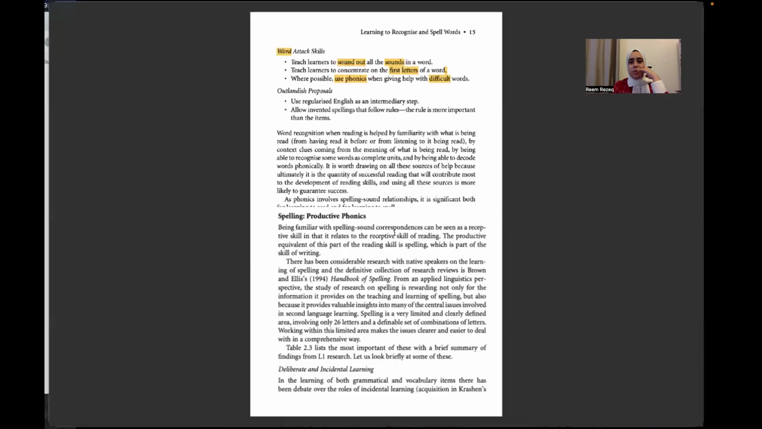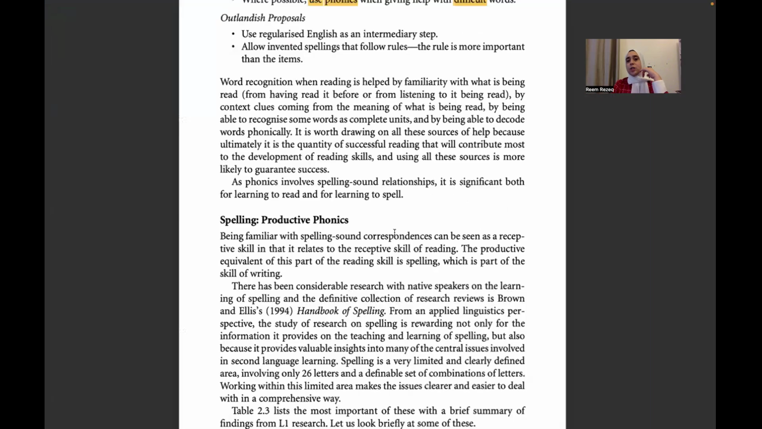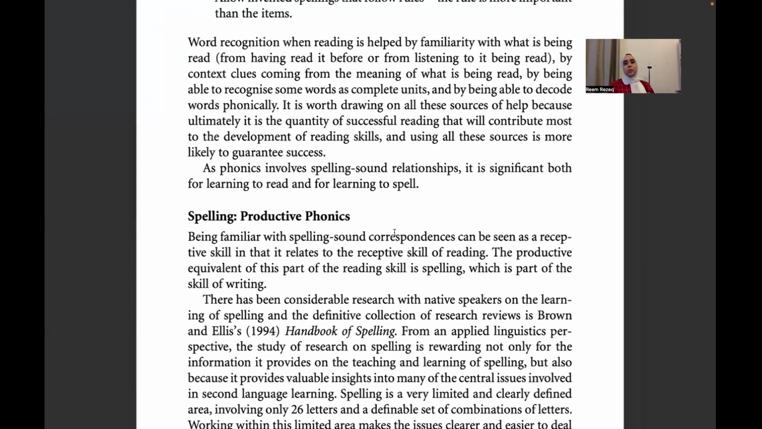Also here we have word recognition, when the reading is helped by familiarity with what is being read. So, from having read it before or listened to it before, by context clues coming from the meaning of what is being read, and being able to recognize some words completely. So in this regard, we say word recognition is recognizing words.